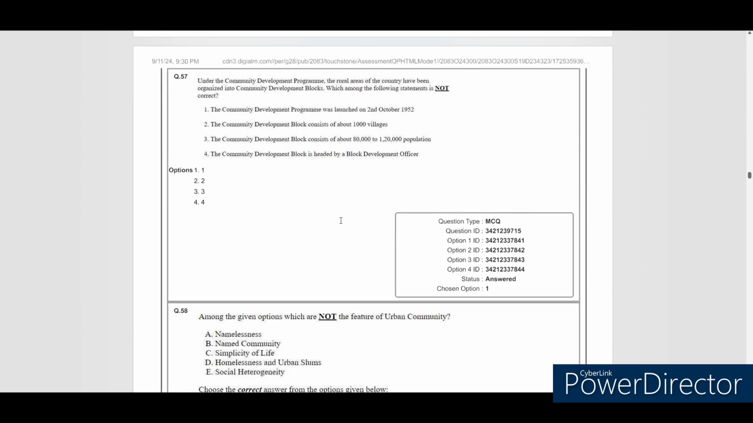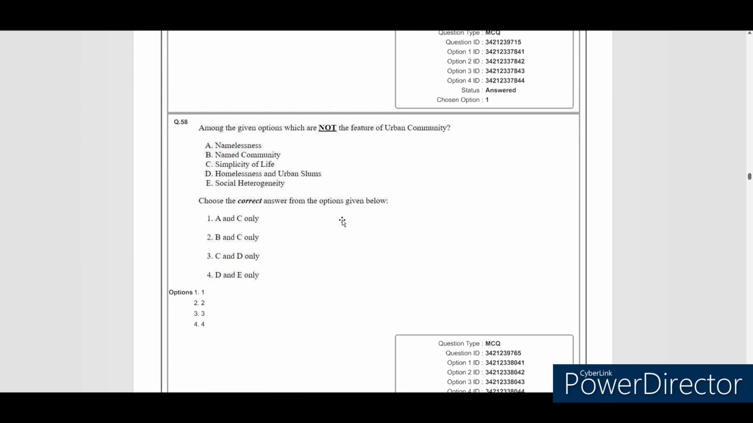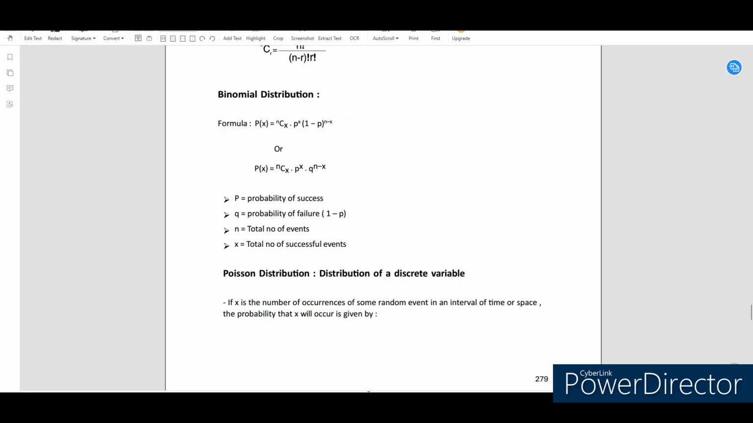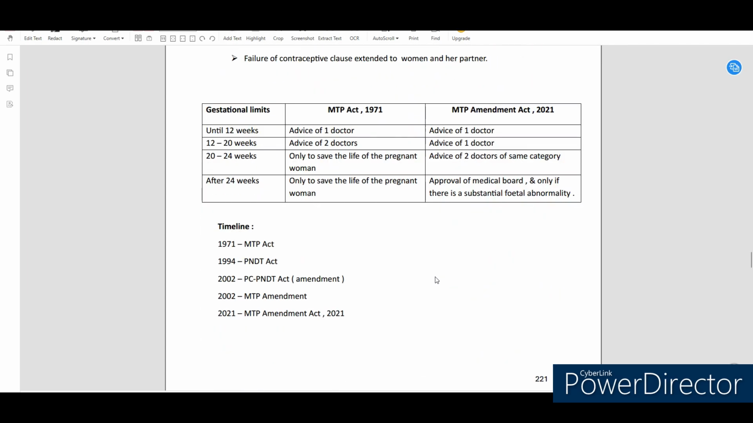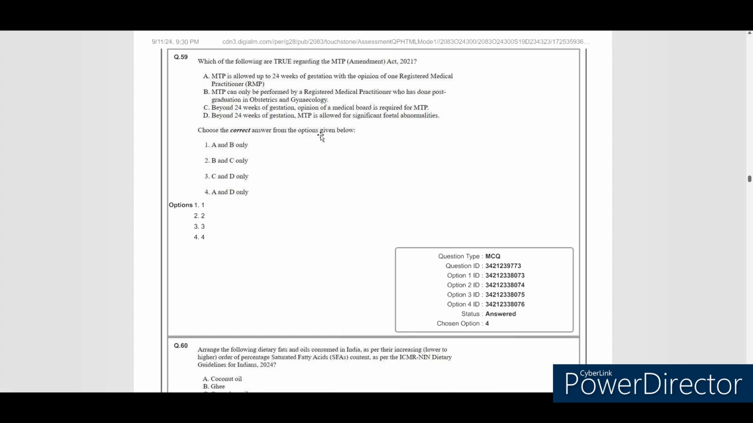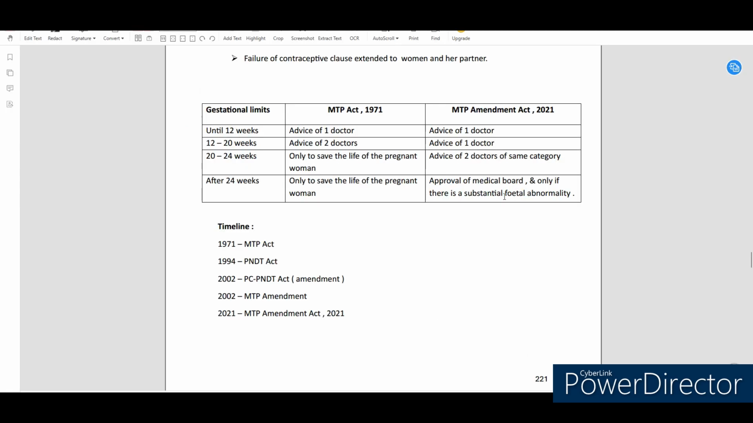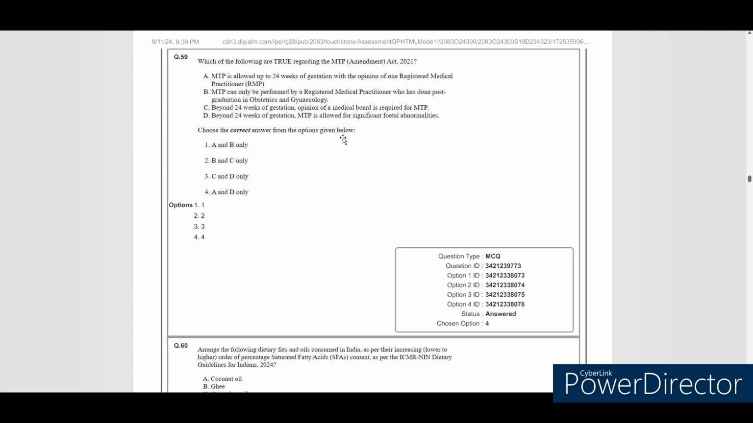Now coming to question number 57, I will skip this question for the time being, and 58 also. Question number 59, I'll show my material for this. Okay, so this is the table. Until 20 weeks, we need advice of 1 doctor, so option A is false. The correct answer should be that beyond 24 weeks of gestation, opinion of a medical board is required. According to the MTP Act 2021, after 24 weeks, approval of the medical board is needed, and only if there is a substantial fetal abnormality. So the correct options should be option C and option D.